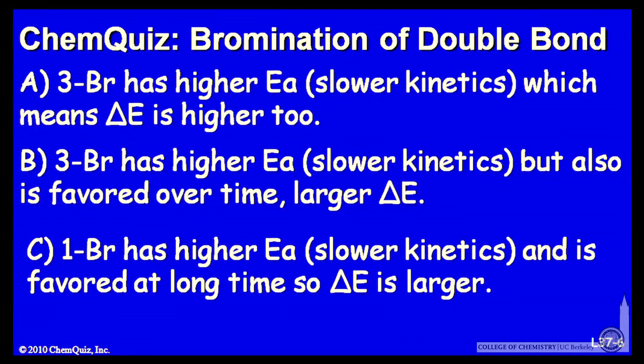Let's look at a possible explanation for each answer. A, the 3-bromo product has a higher activation energy, so slower kinetics, which also means a higher delta E, the difference between products and reactants. B, 3-bromo has a higher activation energy, slower kinetics, but is also favored over time, so it has a larger difference, delta E. C, 1-bromo has a higher activation energy, slower kinetics, and is favored over time, so a larger delta E. Think about those 3 and make a selection.